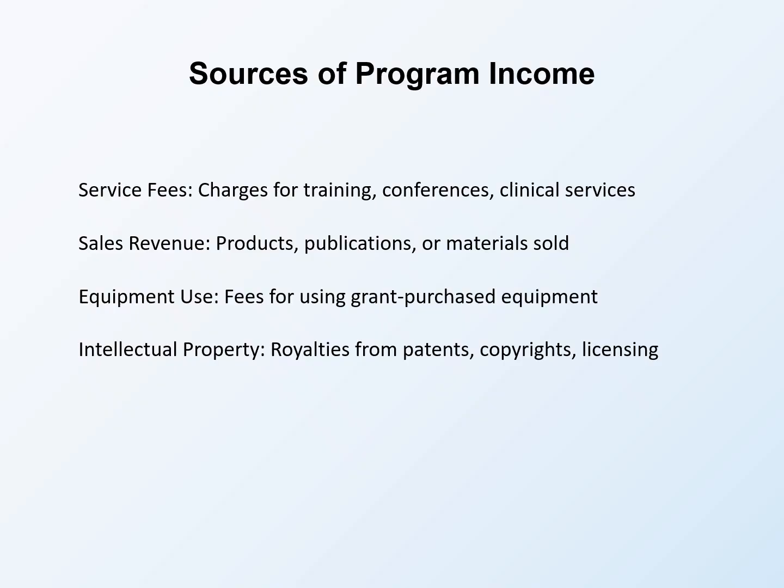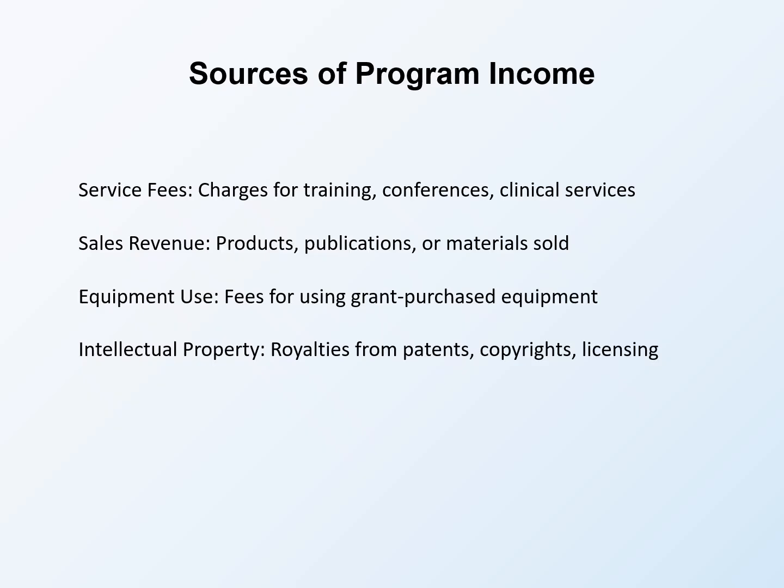Sales revenue from products, publications, or materials created through grant activities constitutes program income. Manuals developed for training, products created through research, data, or materials provided to others for fees, all can generate program income if connected to grant-funded work.